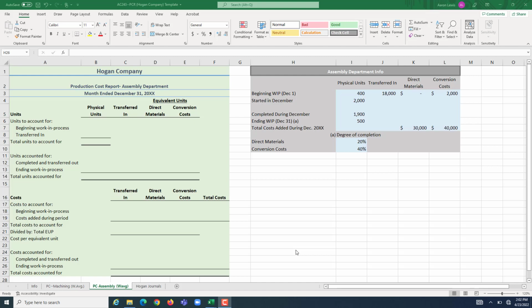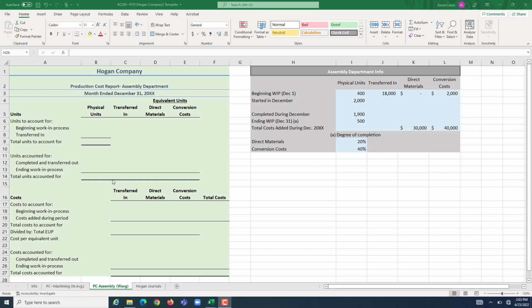Now that Hogan Company has figured out all of the costs of the inventory that flowed through their machining department, they can make their PCR for the assembly department. This PCR is going to determine what portion of all costs that flowed through this department during the month of December need to be transferred out, in this case into the last phase of production, finished goods inventory, and what portion of all the costs that came through this department during the period are going to end up contained in the assembly department's ending WIP.